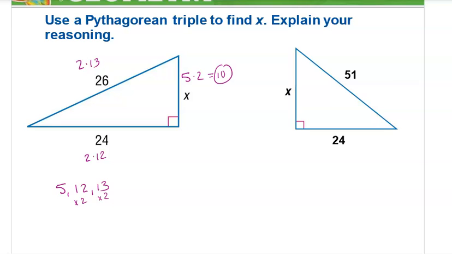Okay, let's try this one. This is 17 times 3. This is 8 times 3. So this one, there's a triple, 8, 15, 17. So I've found an 8 times 3, a 17 times 3, so this has to be 15 times 3, which equals 45.